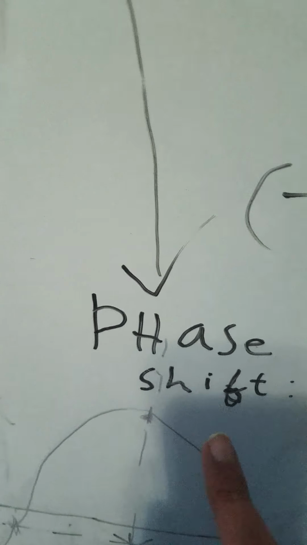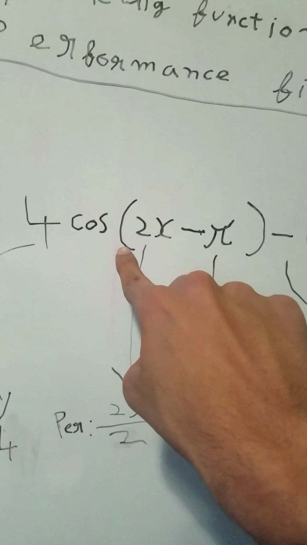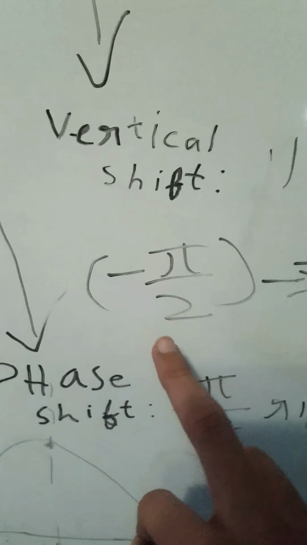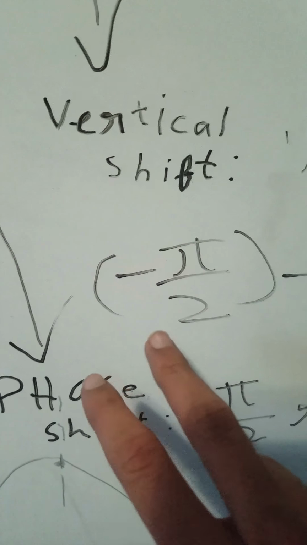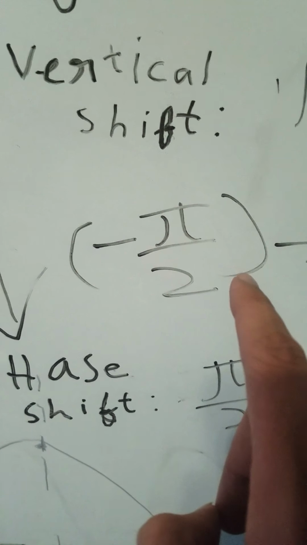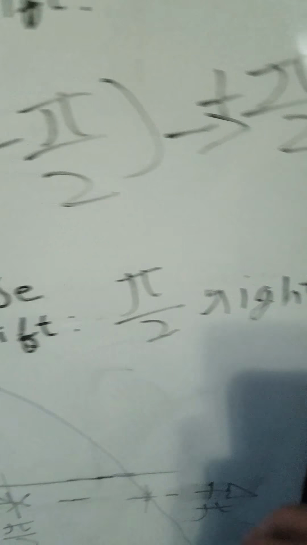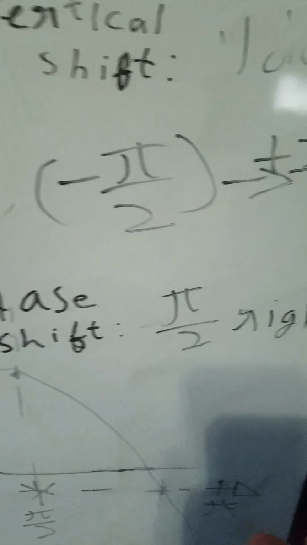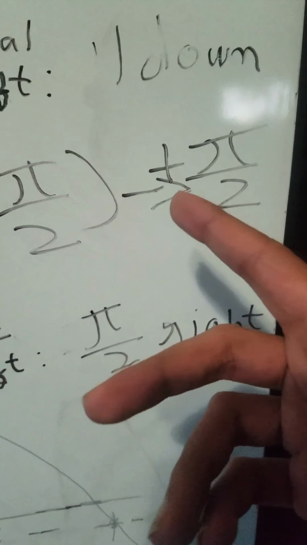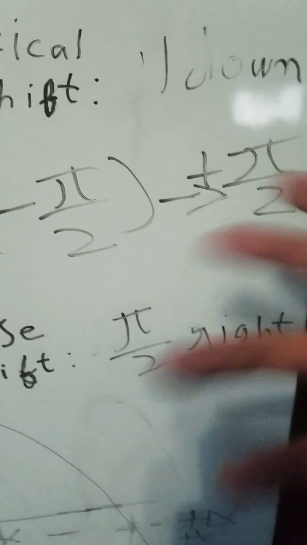For the phase shift, which is pretty easy but a little confusing, it's pi over 2 to the right, because this number divided by this number, right? But it's negative pi over 2. So you just change it to a positive pi over 2 because it's in the brackets. If it's outside the brackets, it would be positive pi over 2. Simple algebra. In that sense, positive is basically another symbol for right, because this is the positive values.